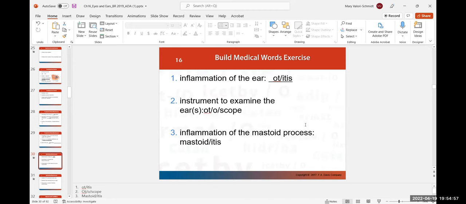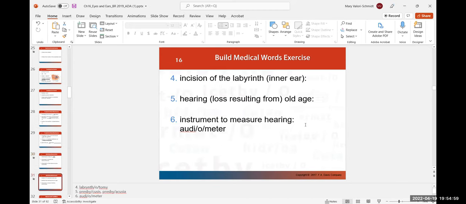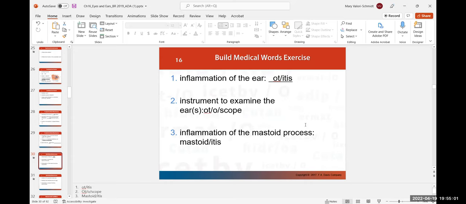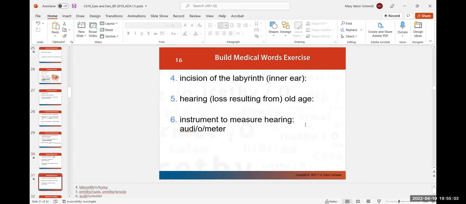The thing we use to look inside your ear is an otoscope. Inflammation of the mastoid process is mastoiditis. And here, this is where I left off before I got on with you guys. So we'll do these together. If we're doing an incision into the labyrinth, labyrinthotomy, right?